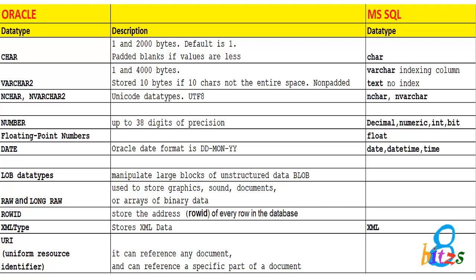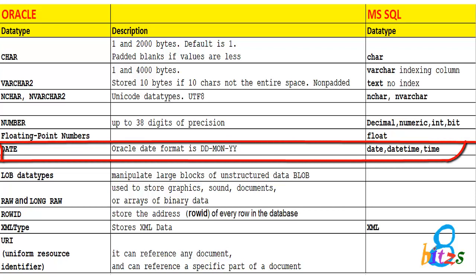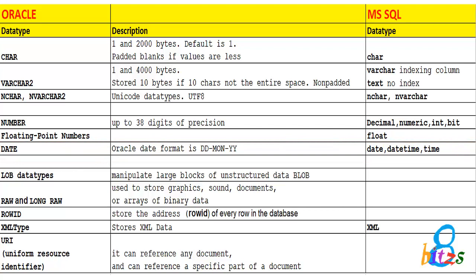The next data type is date. Oracle by default supports the DD-MON-YY format. That means if it is January 12, then Oracle supports 12-JAN-2022, or else 2 digits for the year. But Microsoft SQL Server supports date, datetime and time. These are separated. The date type considers only the current date, similarly datetime is the date along with the time, and time gives only the current time.